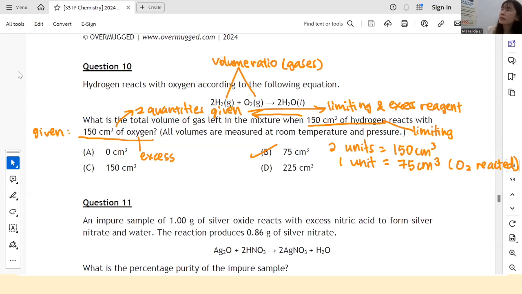Okay, so now let's calculate. What's the total volume of gas left in the mixture? So the amount that's left would be the excess, right? So this time round, 150 minus 75, you're left with 75. Oh, this is an easy question actually. Usually once you find the limiting, you need to calculate using the limiting's value. This time around, you don't even need to do that. Just need to find out how much is left over. Then done, that's all.